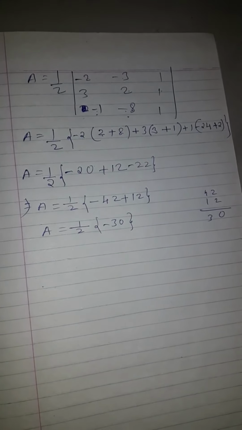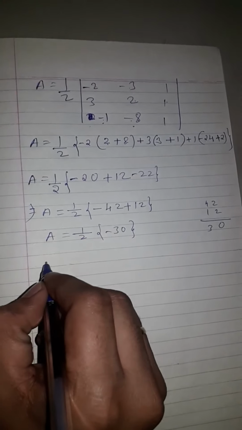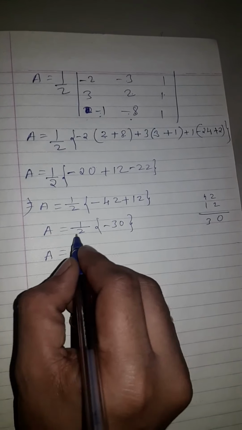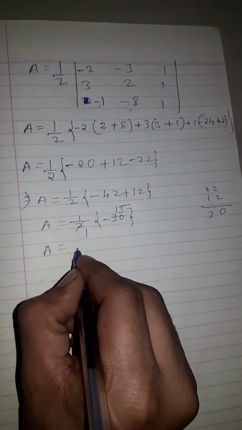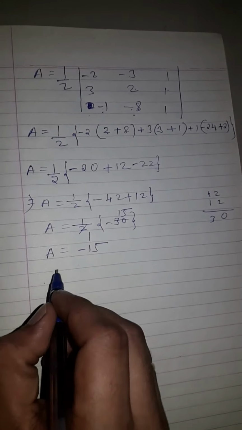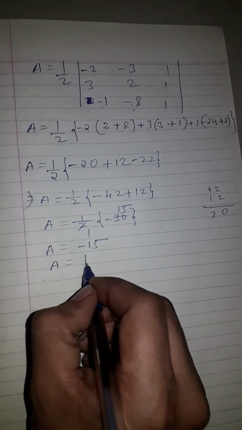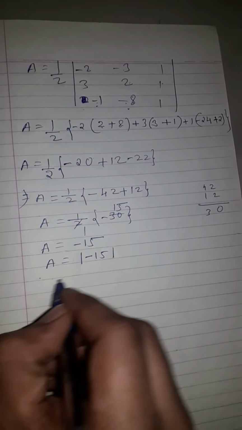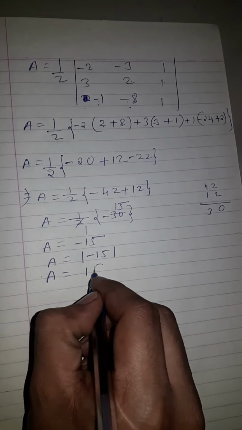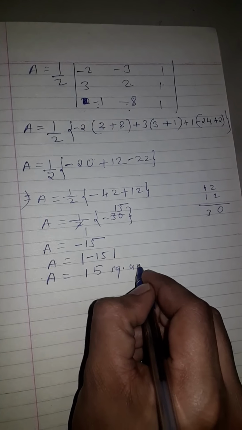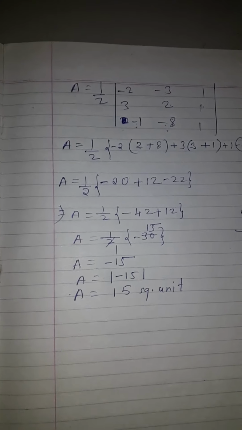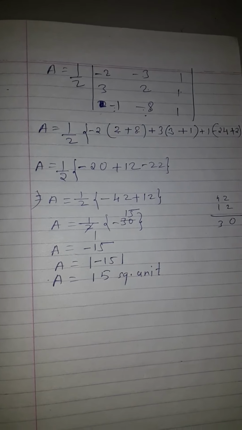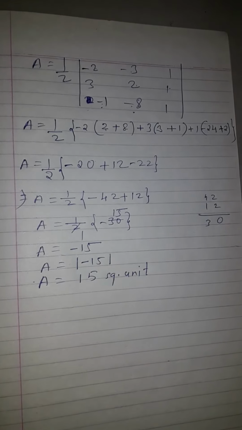-30. Bigger number sign, but as I said, area should always be positive. Half of -30 is -15, but area should be positive, so take the modulus of -15, so area is equal to +15 square unit. So this is the area of the given triangle. Okay, I hope you understood this problem. It is very simple one.